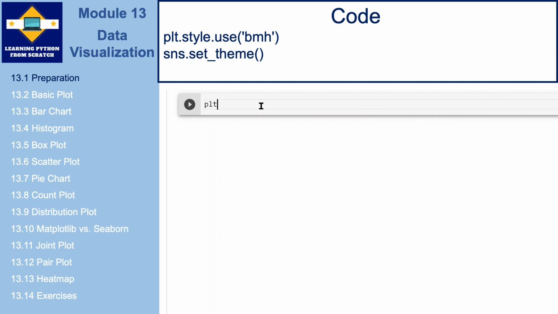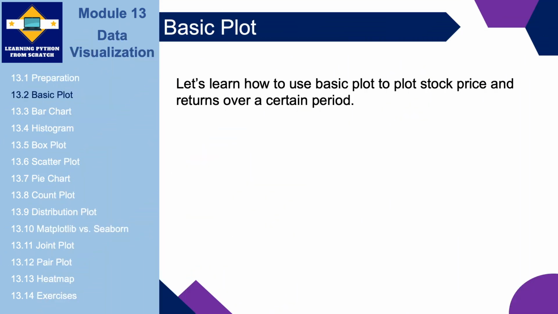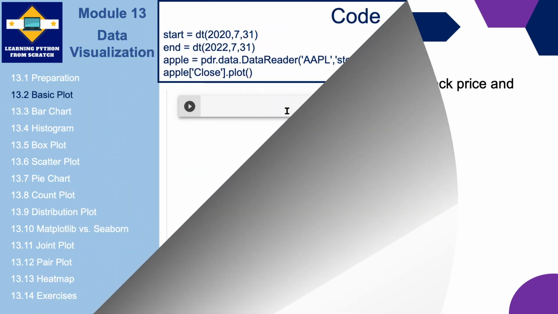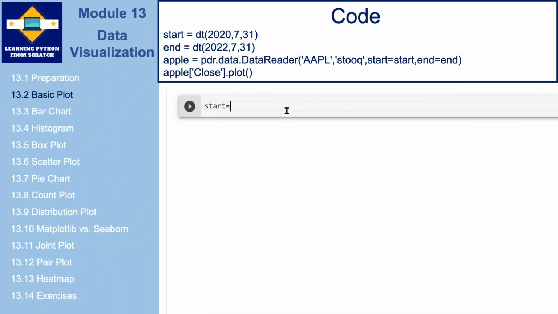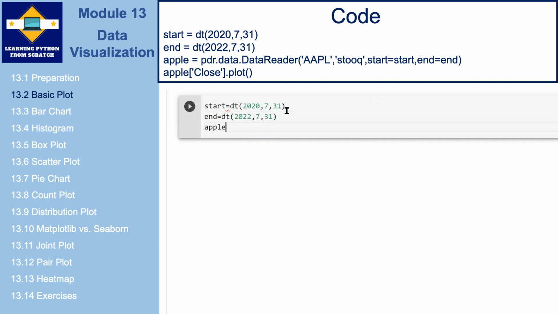Now, we type the following two codes to set the basic style and theme for matplotlib and Seaborn to make the graphs look better. Let's learn how to use basic plot to plot stock price and returns over a certain period. Then we try to set our time frame. Here we are going to get the data from end of July 2020 to end of July 2022. So we have two variables to save the start date and the end date.